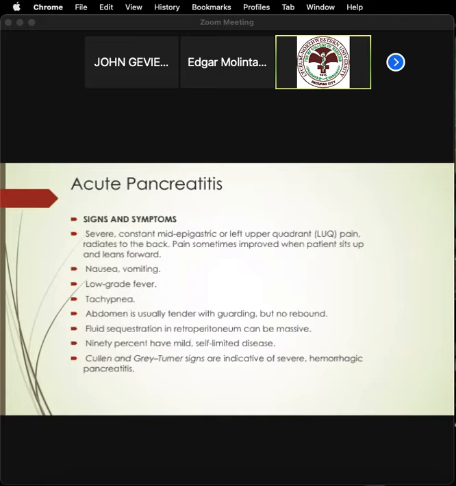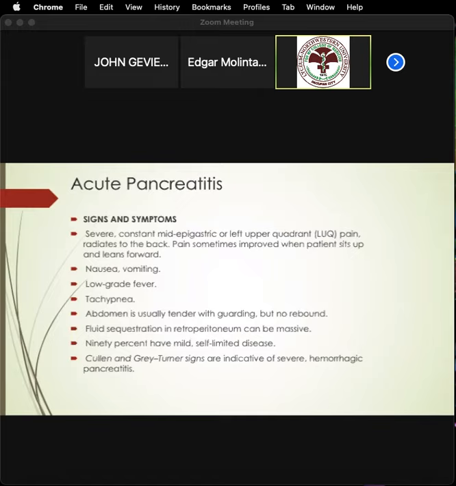Okay. There's also fluid sequestration in the retroperitoneum, which can be massive. Okay, in some books they will tell you the amount of fluid could be up to 10 liters, 5 to 10 liters. So that's very massive fluid loss in the retroperitoneum. That's why one therapeutic treatment that you will do is fluid hydration. Okay? But 90% have mild and self-limited disease.